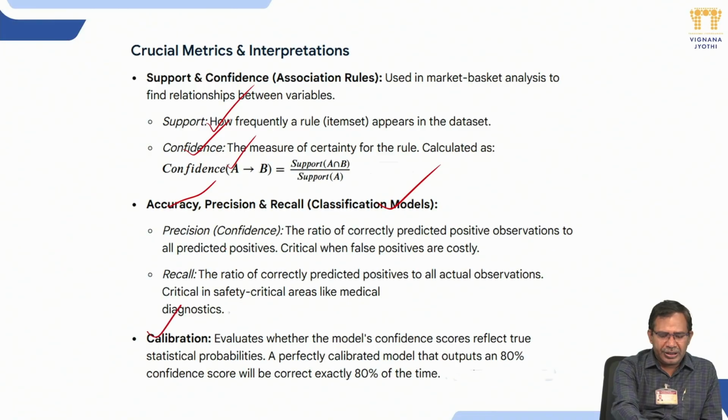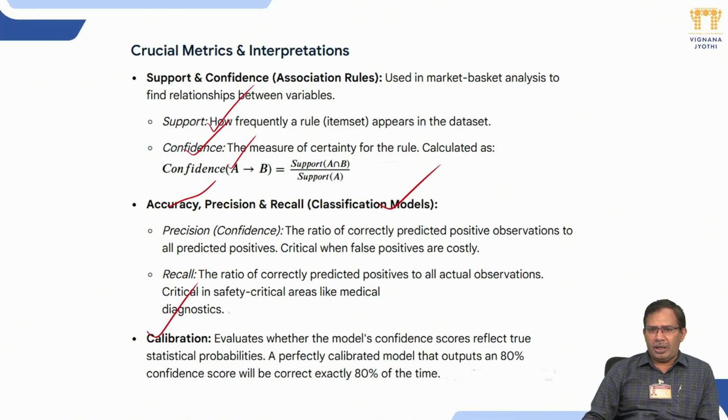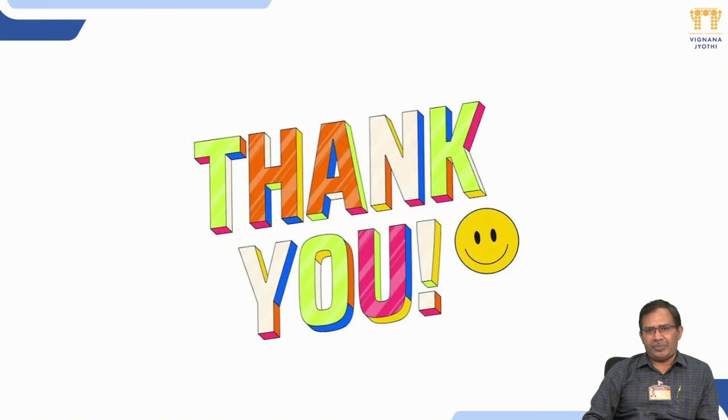Then comes calibration, which evaluates whether the model's confidence scores reflect the true statistical probabilities. A perfectly calibrated model that outputs an 80% confidence score will be correct exactly 80% of the time. And still we can improve it toward making 100% confidence.